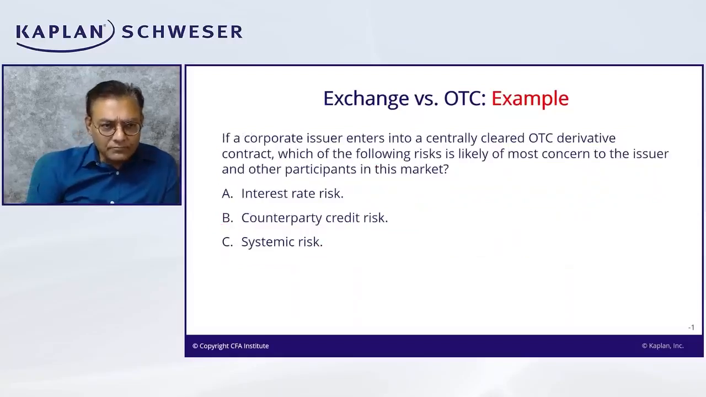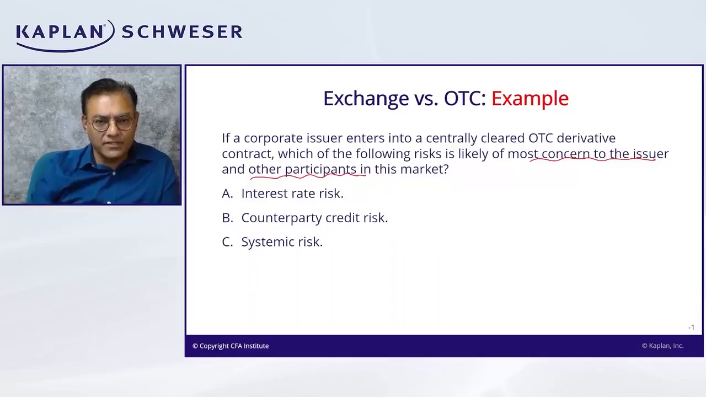Another example: if a corporate issuer or a company enters into a centrally cleared OTC derivative contract, which of the following risks is likely of most concern to the issuer as well as to other participants in this market? So you are not concerned with counterparty credit risk because you are using central clearing. So you have a CCP taking the other side, managing the counterparty credit risk. Also, interest rate risk can be managed using a variety of derivative contracts. We'll see that when we talk about different types of derivatives.